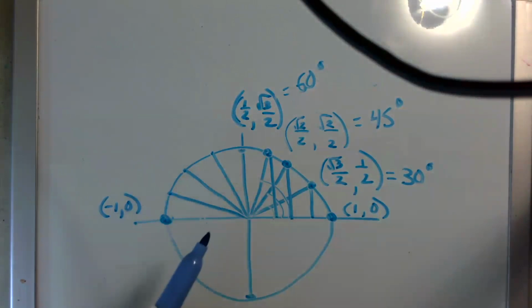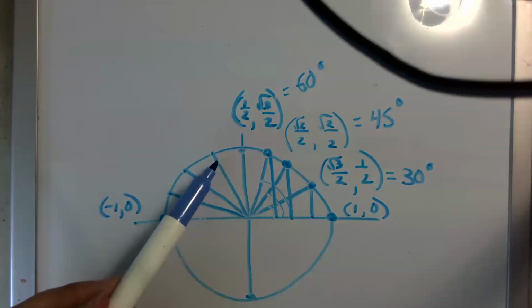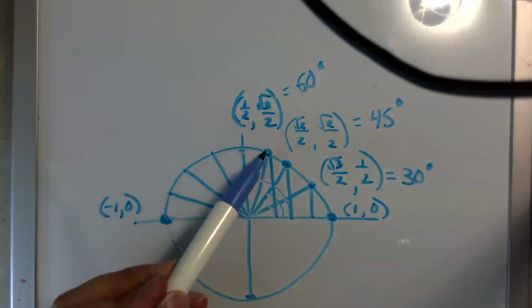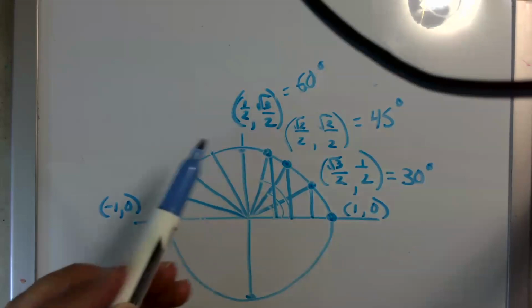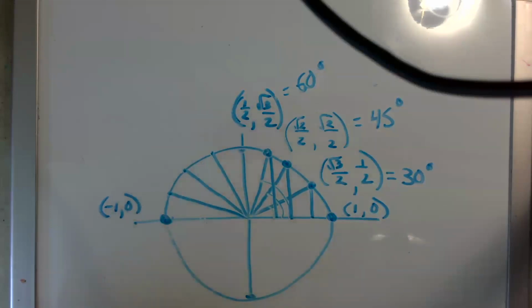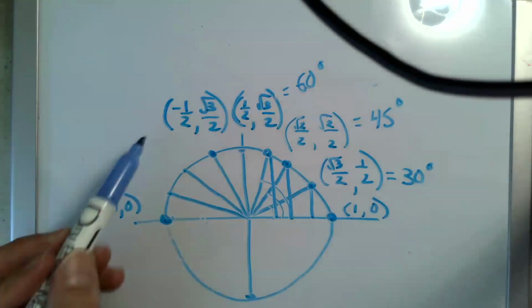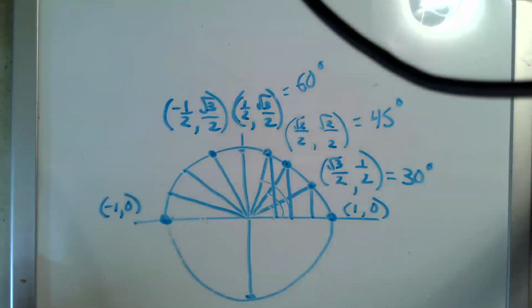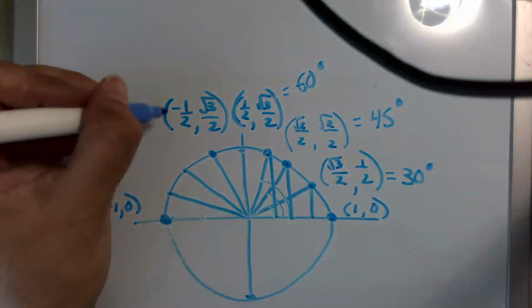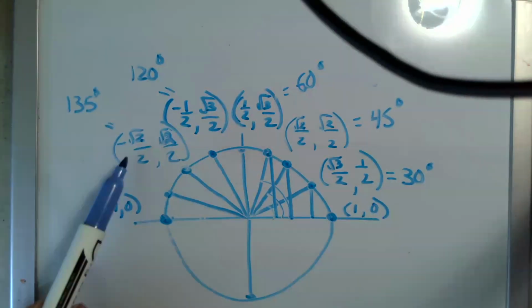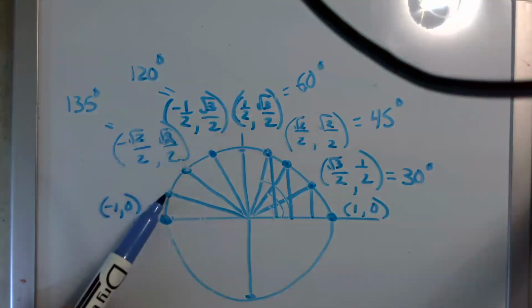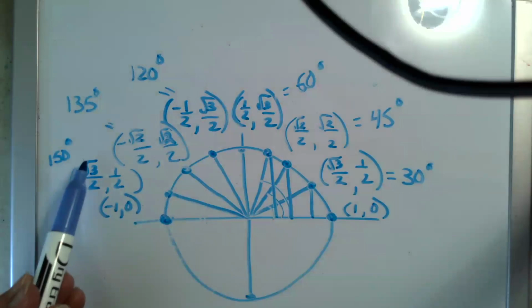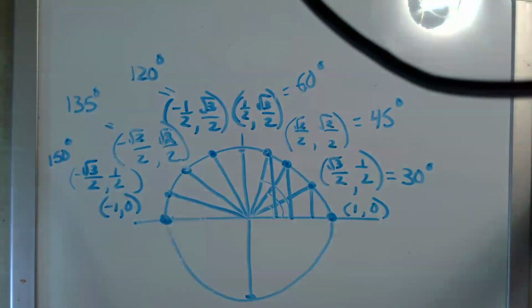That's right. Okay, so if I go to my quote-unquote 60-degree line, my 120, well, I see over here it was over 1/2 up root 3 over 2. So what is this one going to be? That is correct. -1/2 up root 3 over 2. And this one will be negative root 2 over 2, comma root 2 over 2. And this guy will be negative root 3 over 2, comma 1 over 2.